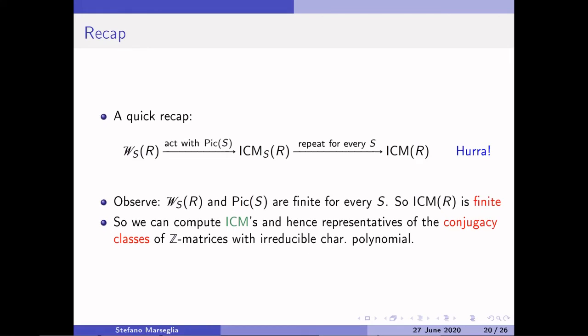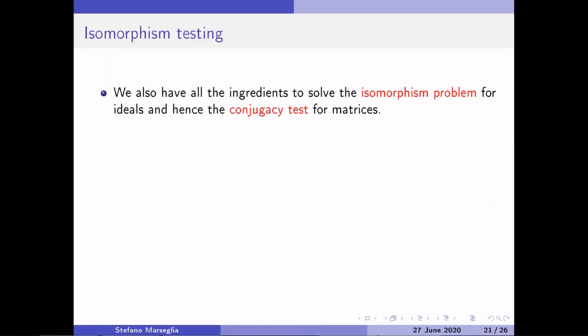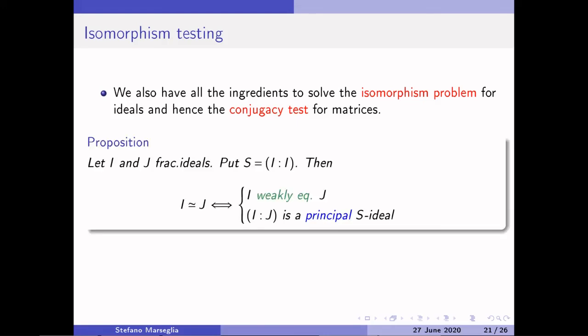Right, so as I said, we have the ICM, we have the conjugacy classes of the matrix. Great. Now the second problem, the isomorphism testing. So in the slides that I presented before, there are actually all the ingredients to give an algorithm to test isomorphisms between fractional ideals, or if you prefer, the conjugacy test between integral matrices. This goes as follows. So you take two fractional ideals, I and J, and let's call S the multiplicator ring of one of the two.